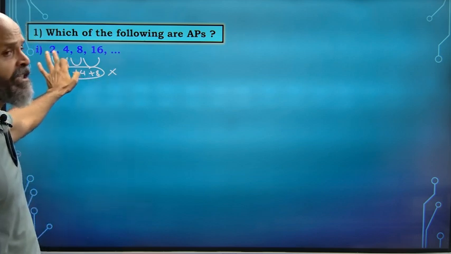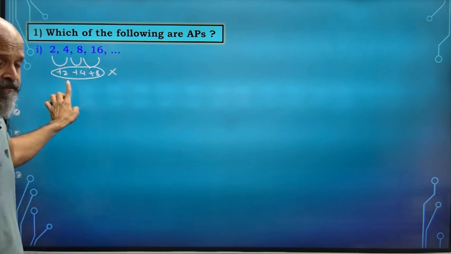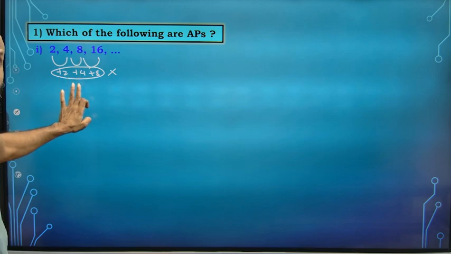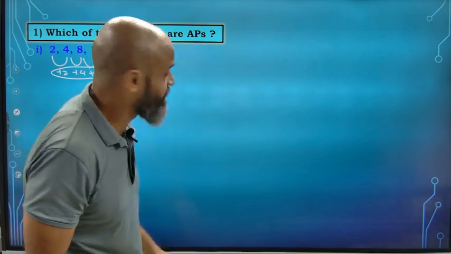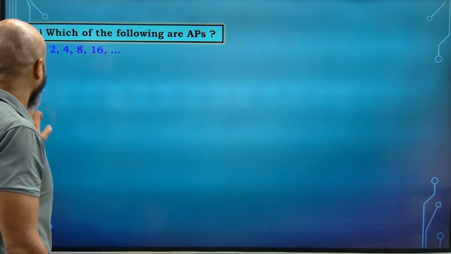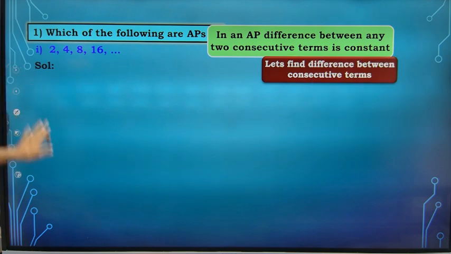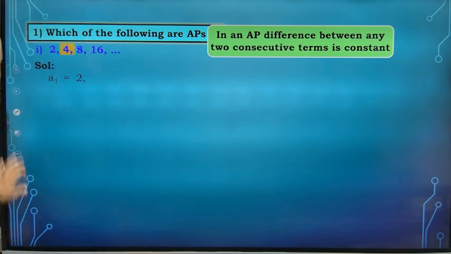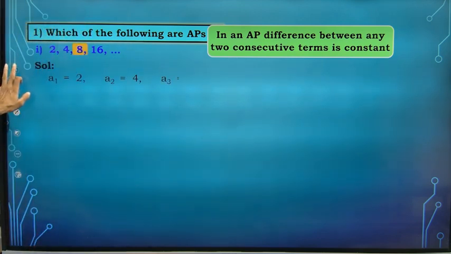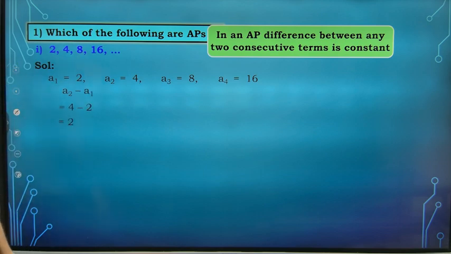Between these two consecutive terms, the difference is plus 2. Between these two consecutive terms, the difference is plus 4. Between these two consecutive terms, the difference is plus 8. So this doesn't qualify for an AP. Okay, so let's find the difference between consecutive terms. Let's say A1 is 2, then A2 is 4, then A3 is 8, A4 is 16. So A2 minus A1 is 2. A3 minus A2 is 4.